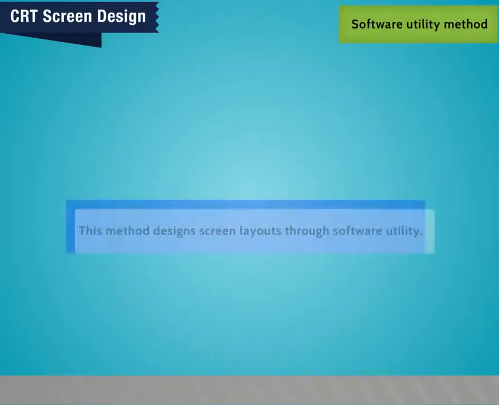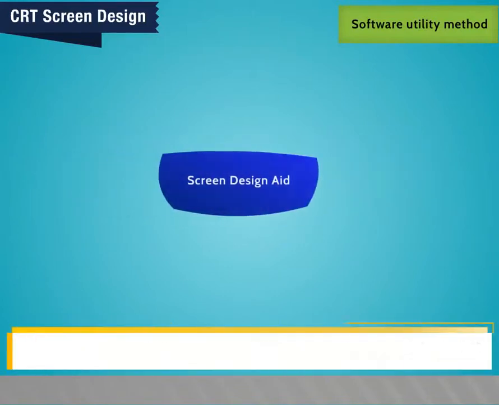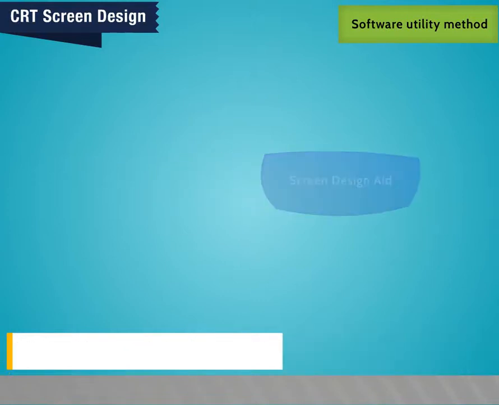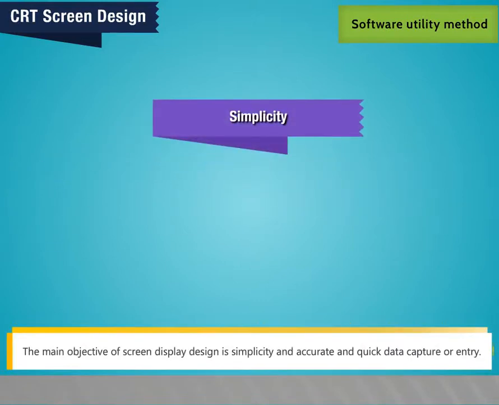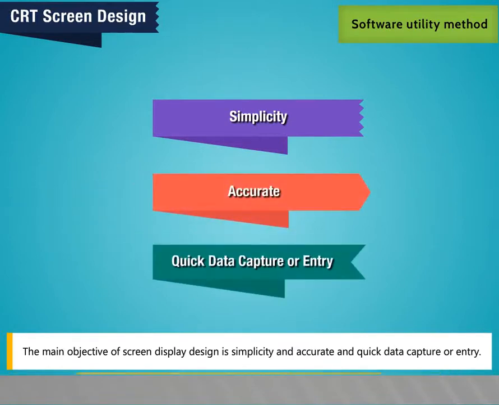Software utility method. This method designs screen layouts through software utility. Example, IBM provides a screen design aid (SDA) package that allows the designer to modify the display components. The main objective of screen display design is simplicity and accurate and quick data capture or entry.